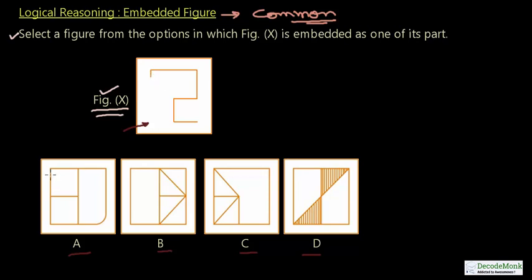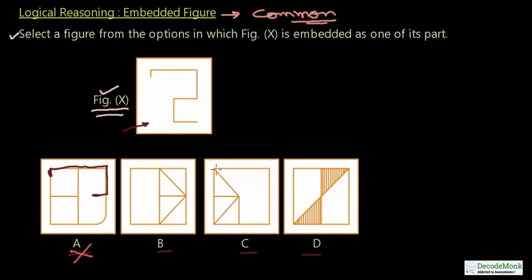If we try to match this pattern over here, if you see over here, this is something like this and this, but there is nothing getting across, so we eliminate option A. Option A is not the right answer.